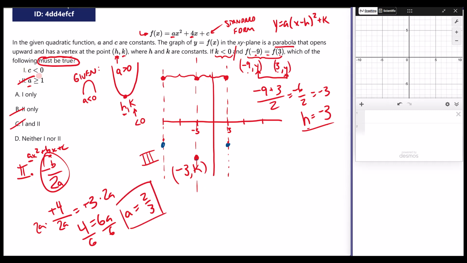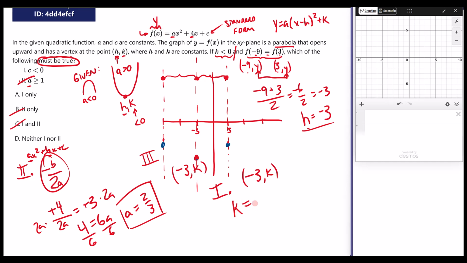Now, how do we deal with c? There's a couple of ways to deal with c, but probably the easiest way, so I'm going to write down Roman numeral 1 over here, is to take the coordinates of the vertex, which we know is -3 and k. Don't know exactly what k is, but we do know it's less than 0. And let's plug those into our standard form quadratic up here. I'm substituting k in for my y value. Remember, f of x is the same as y.